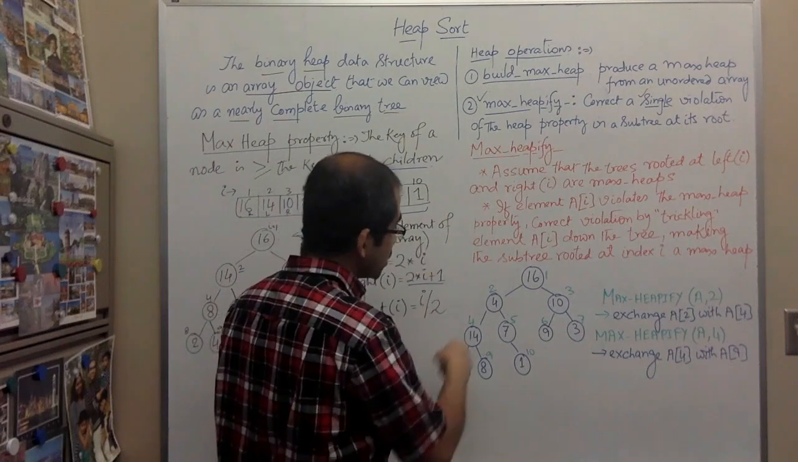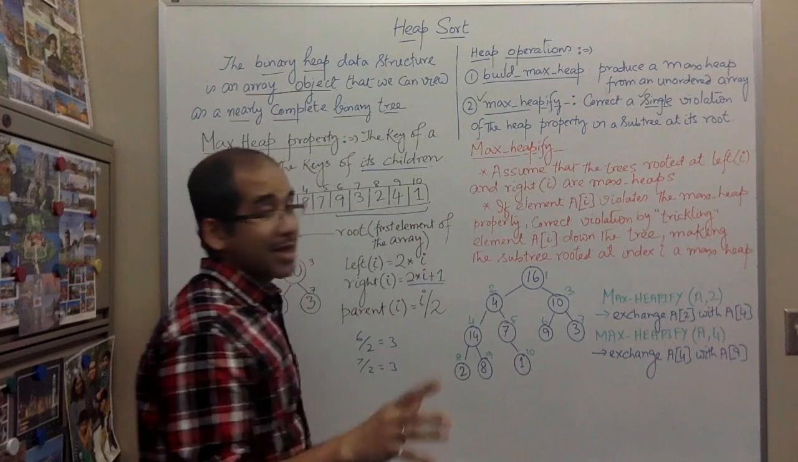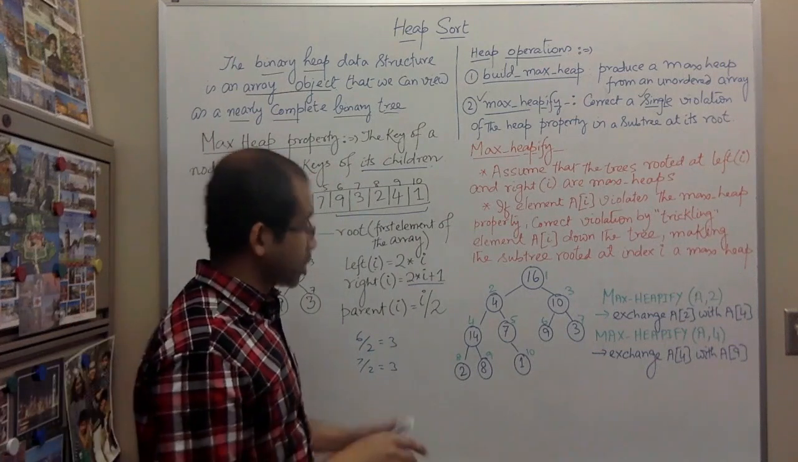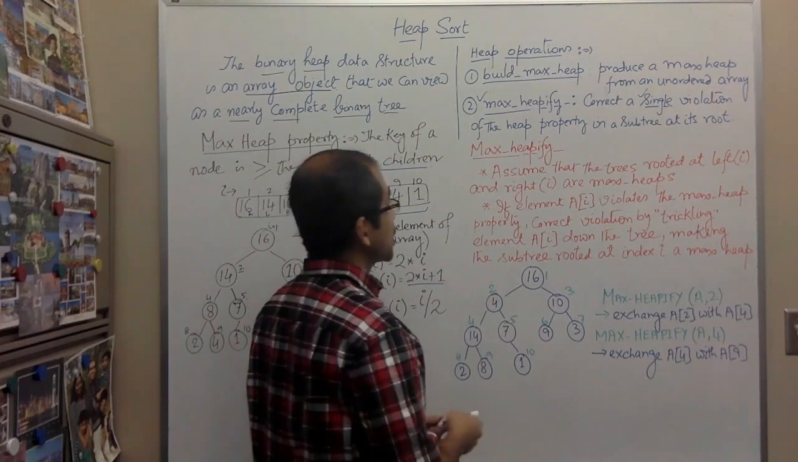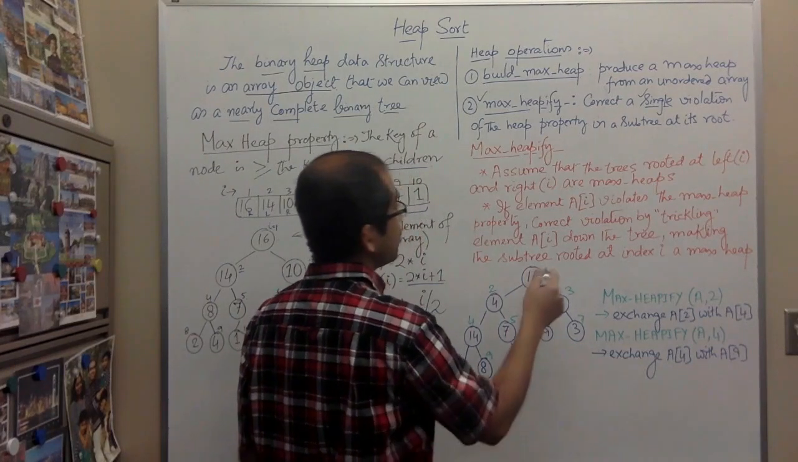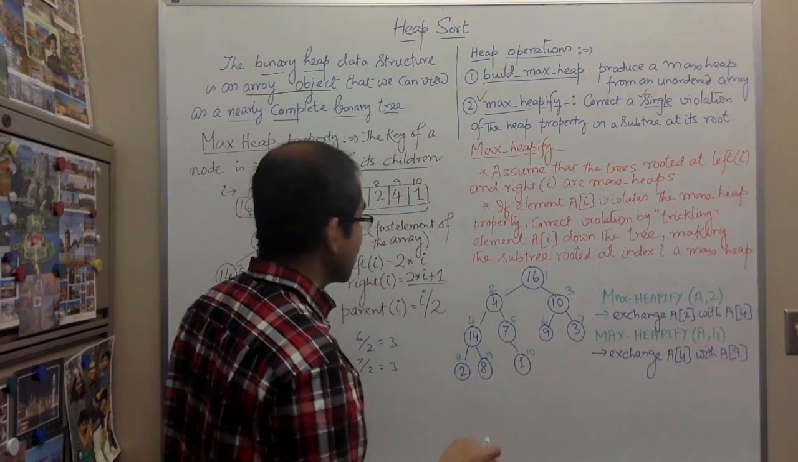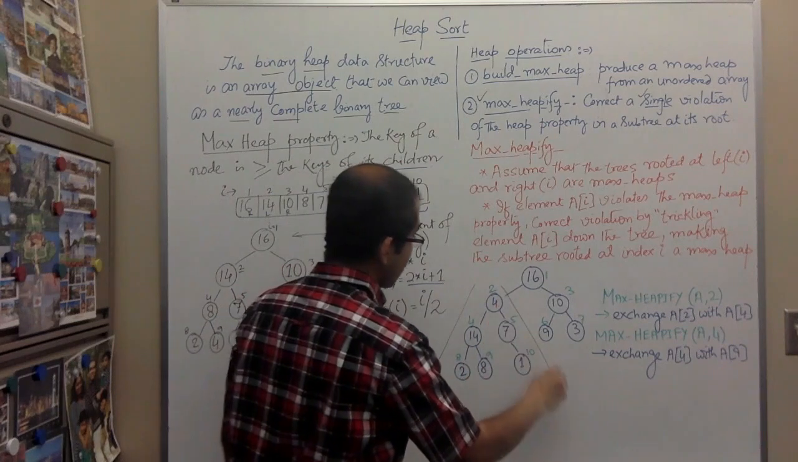So it assumes that the left subtree and the right subtree are max heaps. Okay, so this is the assumption. This is important: the left subtree and the right subtree are max heaps. Then it checks if element A[i] violates the max heap property. Initially, I assume that this is a max heap.